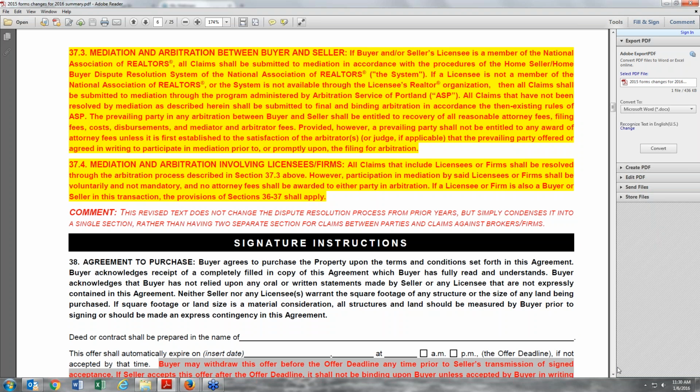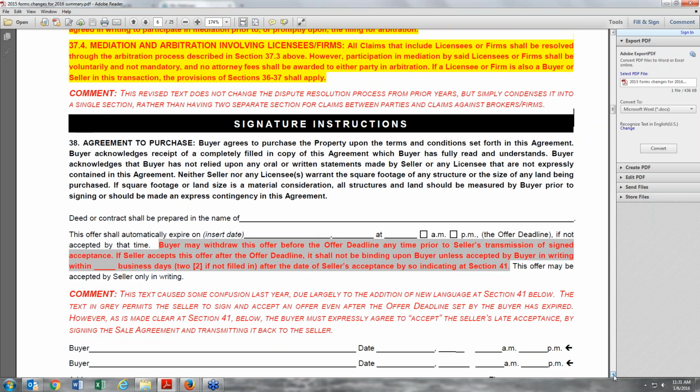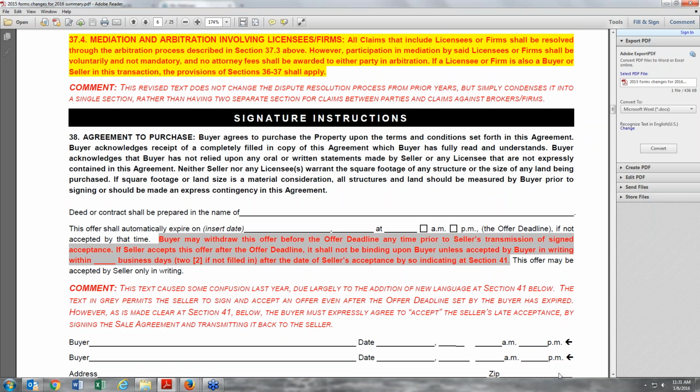And if it's a mediation involving licensees and firms, and this is probably going to change, 37.4, I think it's going to change this next year, because essentially what it says right now is that claims that include licensees or firms may be resolved through the dispute resolution process. However, it's not mandatory that the licensee or firm participate. And as I say, I think this is going to change, where they will be required.